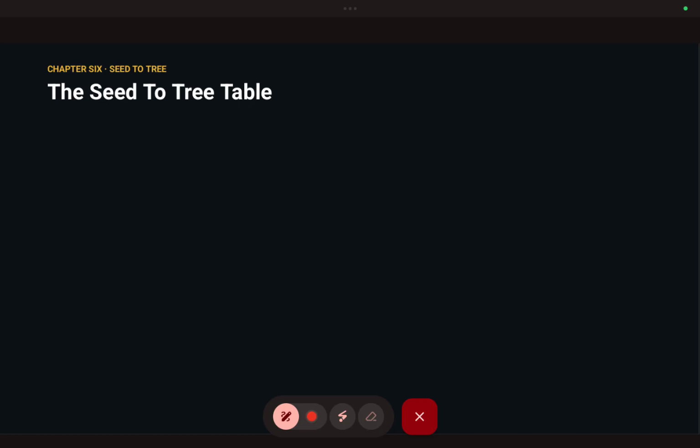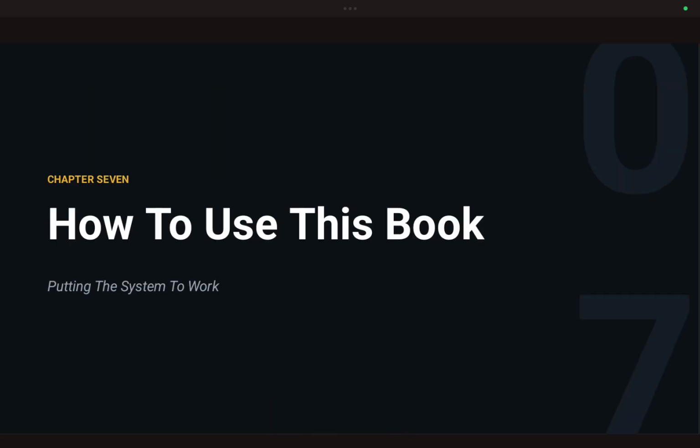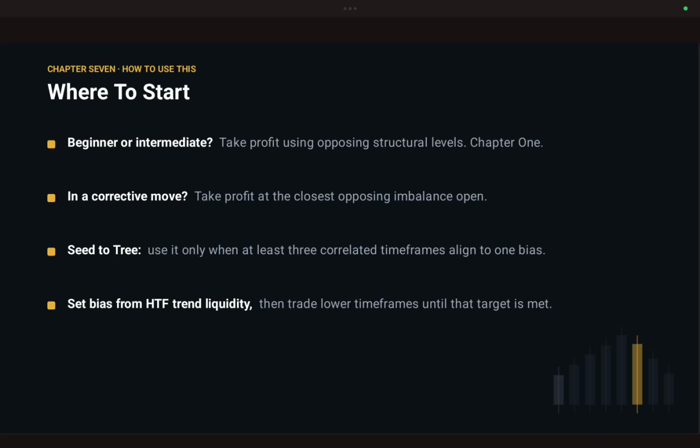All right, so guys, that is it. So how do you use this book? Putting the system to work. Let's round up how to use this book. Putting the system to work. Where to start? If you're a beginner or an intermediate, I would advise you take profit using opposing structural levels. That is the closest one, the opposing structural level.